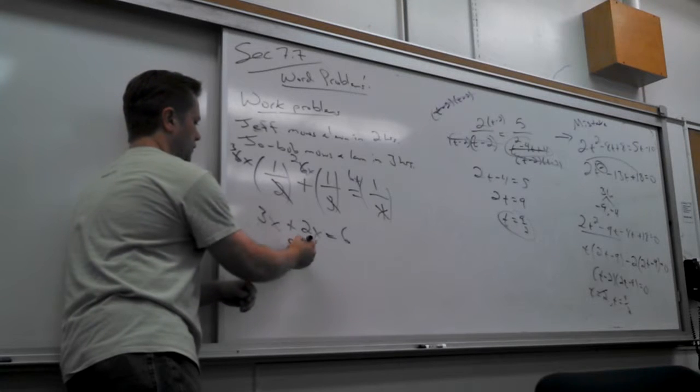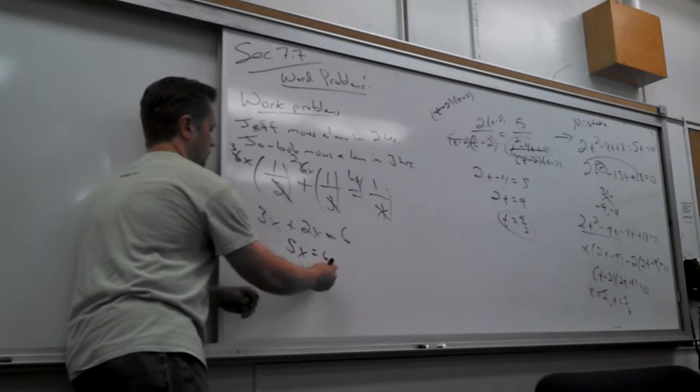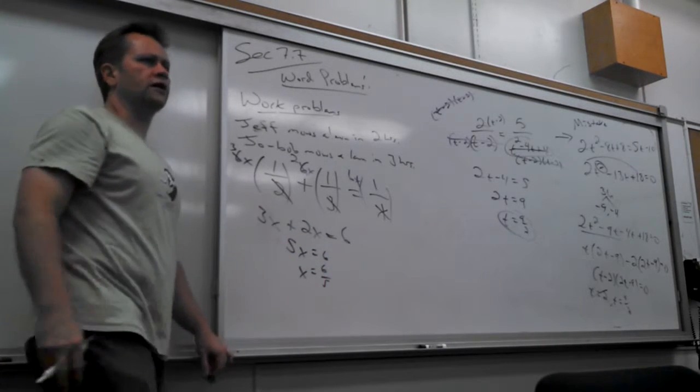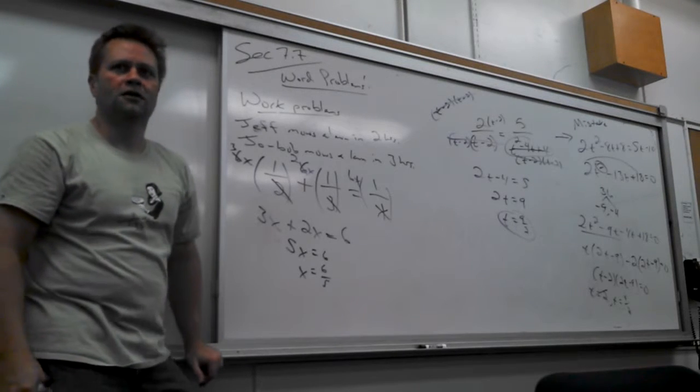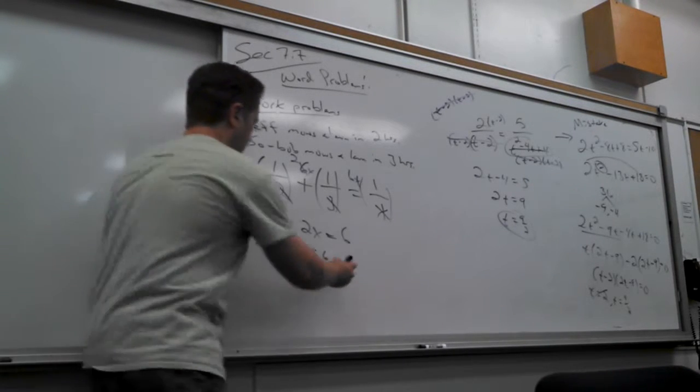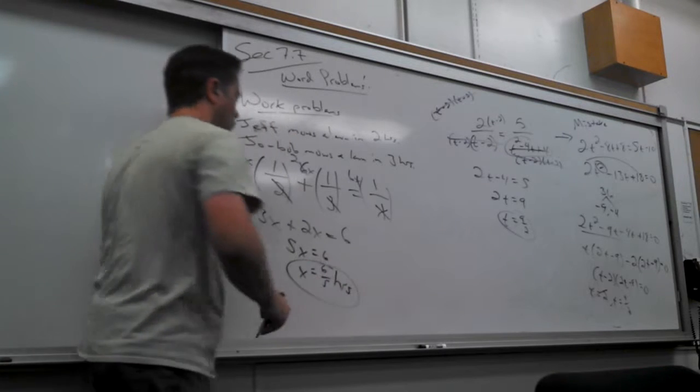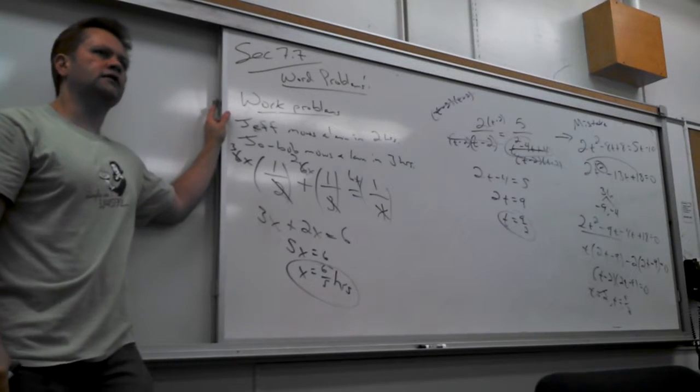So I get 5x equals 6. So I get x is 6 fifths. 6 fifths hours.